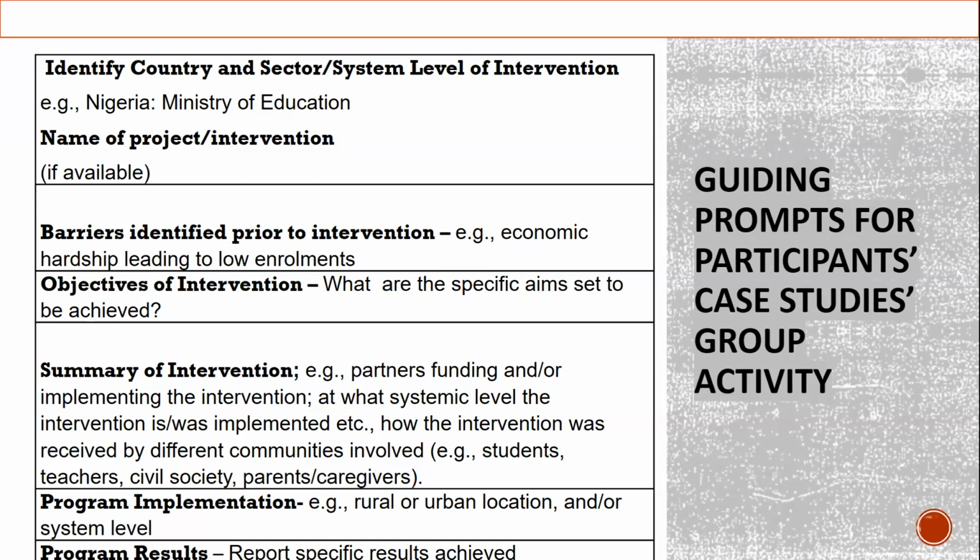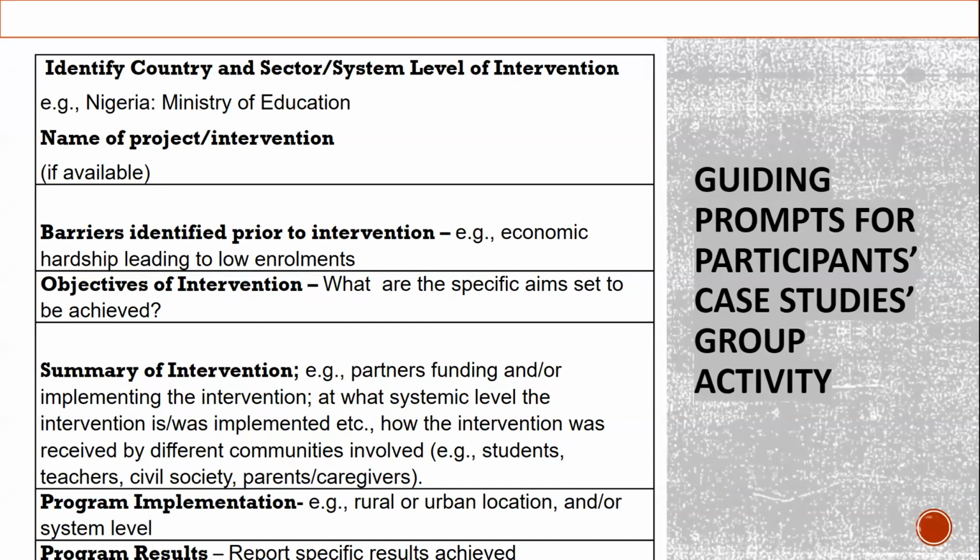And also, maybe importantly, if you are able to see on your case study how the intervention was received by the different countries involved at different levels, in the communities, in the government, in the schools themselves. And then program implementation, where did it take place? Was it a rural place? Was it an urban location? And also, this speaks to the system level. Are you able to identify where the program was implemented, and also to report on the results?